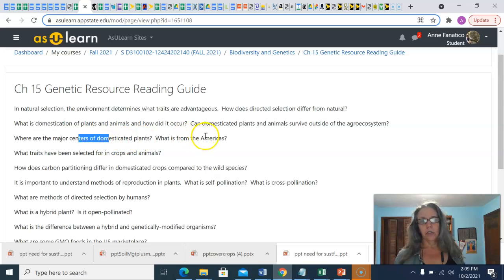I think it's important to know what's from the Americas. Know that chili peppers, not just the Three Sisters, chili peppers are from the Americas, chocolate, there's some wonderful crops used all over the world.